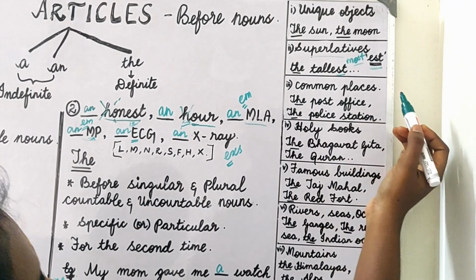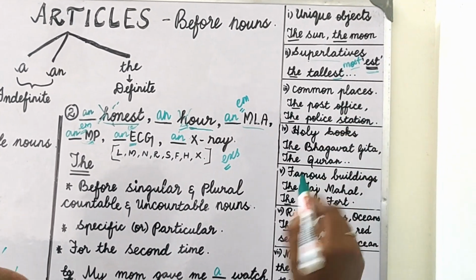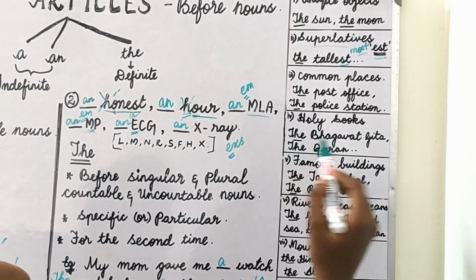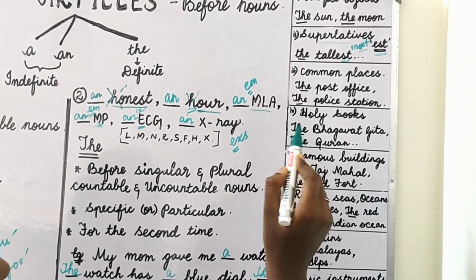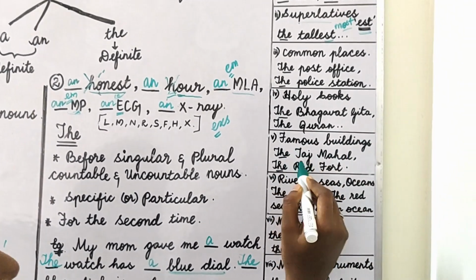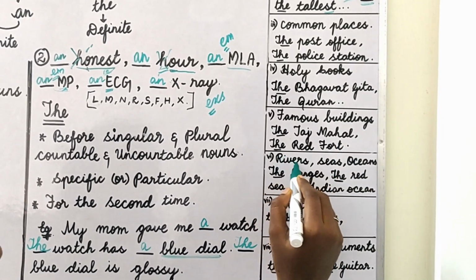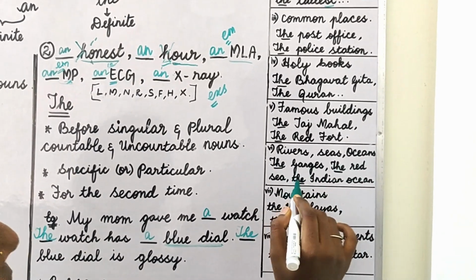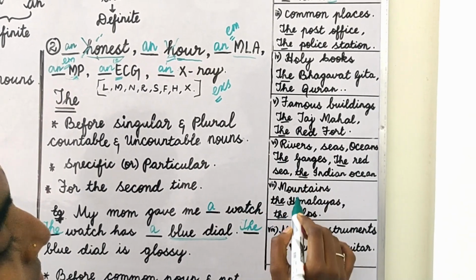Then before common places: the post office, the police station, the bank, the bus stop. Similarly, before holy books. What are the holy books? The Bhagavad Gita, the Quran, the Bible. So before the holy books, you should use the article the. Then before famous buildings: the Taj Mahal, the Red Fort. Then before rivers, seas, oceans: the Ganges, the Red Sea, the Indian Ocean. So before all these things, the article the.